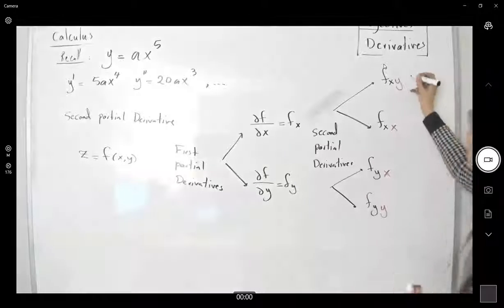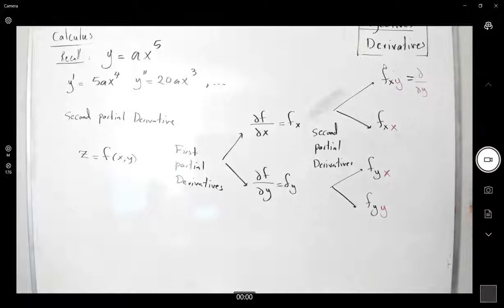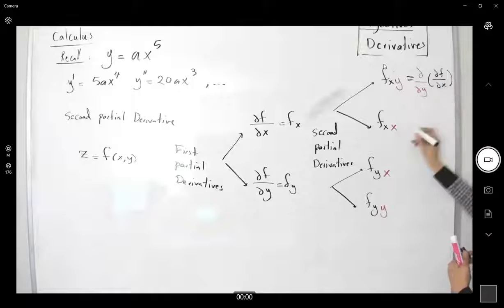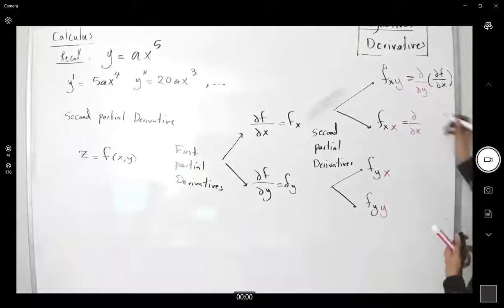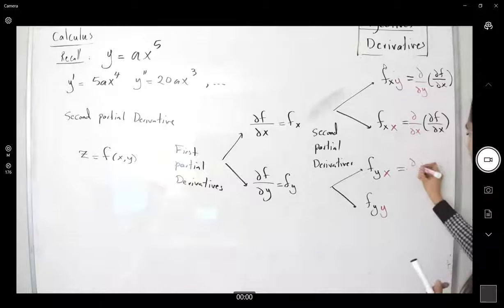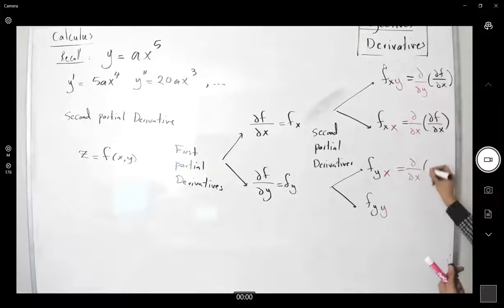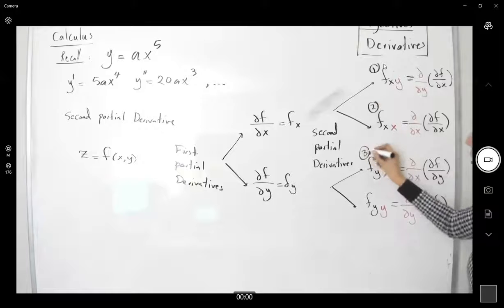So the way that you can represent this is the partial derivative with respect to y of the partial derivative of f with respect to x. This can be written as the partial derivative with respect to x of the partial derivative of f with respect to x. The same here. We have the second partial derivative with respect to x of the partial derivative of f with respect to y. And here you have the second partial derivative with respect to y of the first partial derivative with respect to y. So you can define four second partial derivatives. The first one, the second one, the third one, and the fourth one.